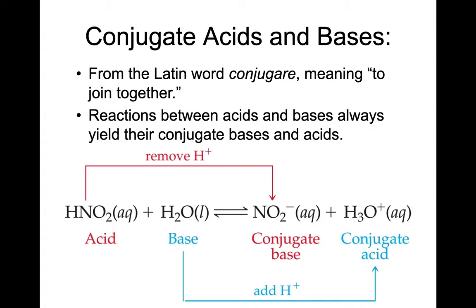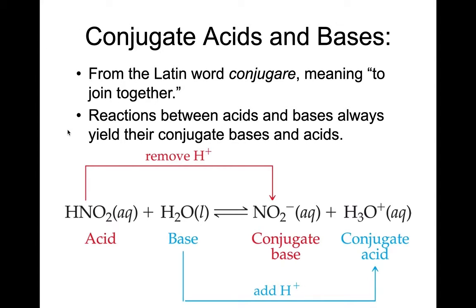Here's some more information on that. Every reaction between an acid and a base will have a conjugate base and a conjugate acid. So if you react an acid and a base, the products will be the conjugate base and the conjugate acid. Every acid and every base has its conjugate pair.